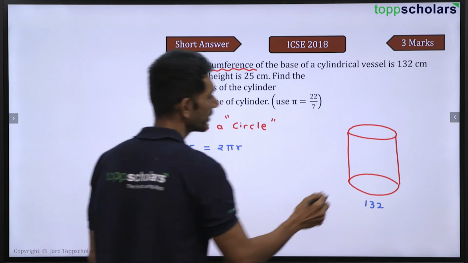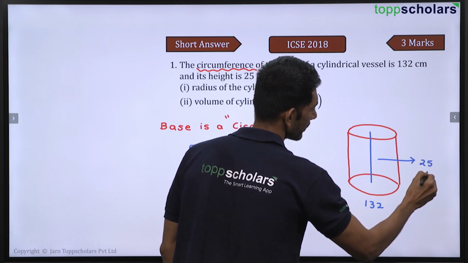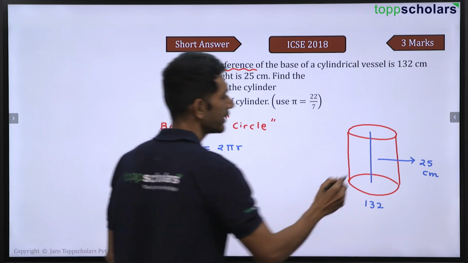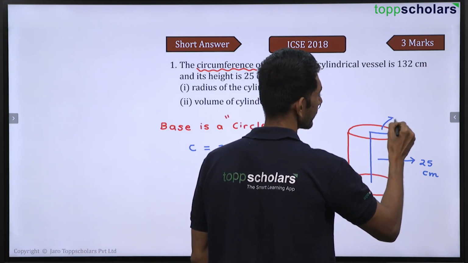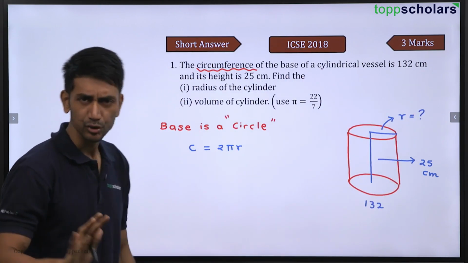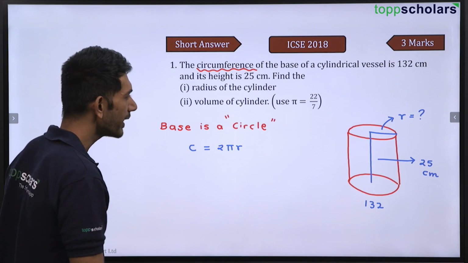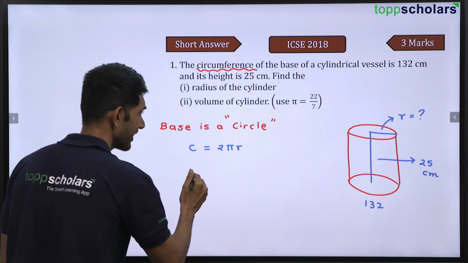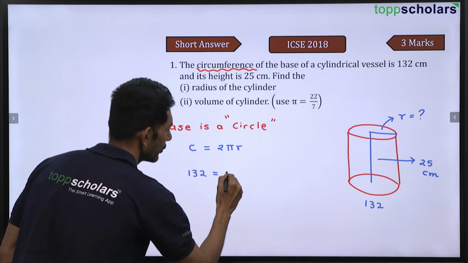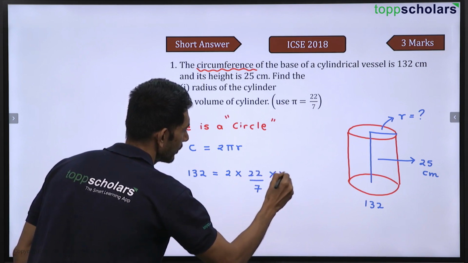And its height is 25 centimeter. So height is 25 centimeter, correct? We are supposed to find out the radius. So this radius is question mark. And second is find out the volume. So 2 straightforward questions. Firstly, circumference is given. Circumference is 2 pi r, correct? So can I say 132, which is the circumference, is equal to 2 into pi, which is 22 by 7, into r.